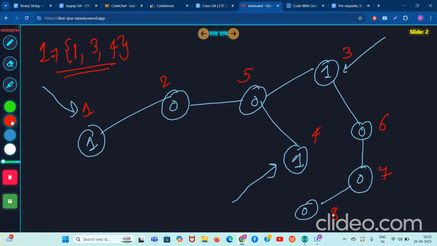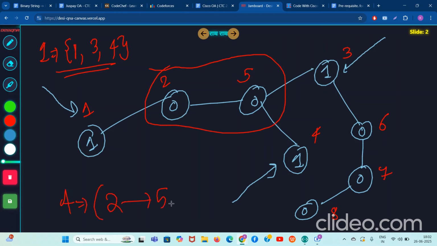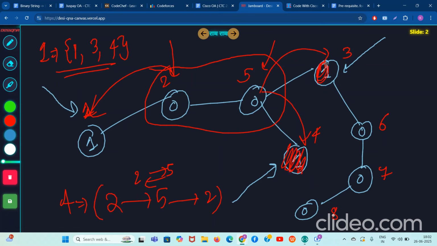The answer is that you will travel the path 2, 5. Why? I should just travel the path 2, 5 and then again from 5 to 2. Okay, you can even write it like this. Why? When I'm at 2, I can touch the node 1 because it is at a distance of 1. When I'm at 5, I can touch 3 also and I can touch 4 also. And all the nodes with value 1 are getting destroyed.